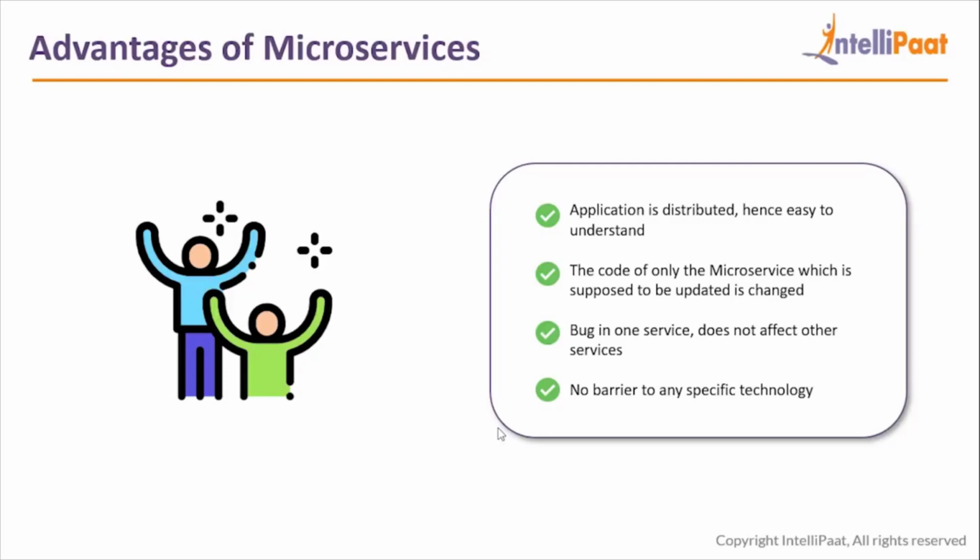Okay, I guess we have covered all the advantages. So the first one being easy to understand, then the code which has to change will only be changed for the microservice which has to be worked on. Then the bug in one service will not get into all the components of the application. It will only be isolated to that particular function. And of course, you can use any technology that you want with the microservice that you are working with. Okay, and all of this is possible using containerization.